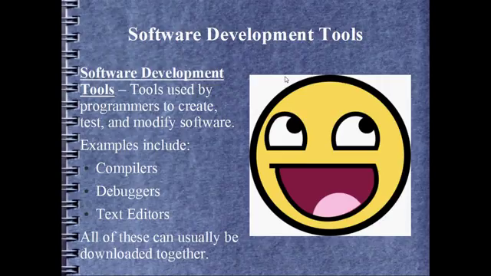Now, software development tools. They're really used by programmers only, and they test, modify, and create software with these. Compilers, debuggers, and text editors are good examples. And usually when you download a program for creating another program, you can get them all in one.